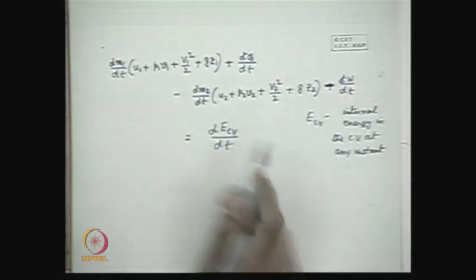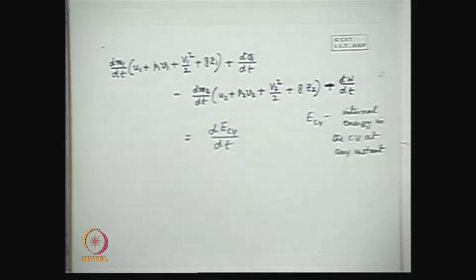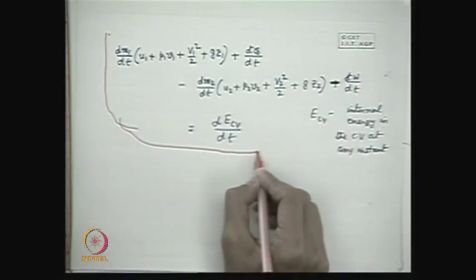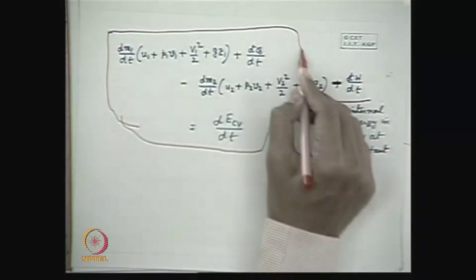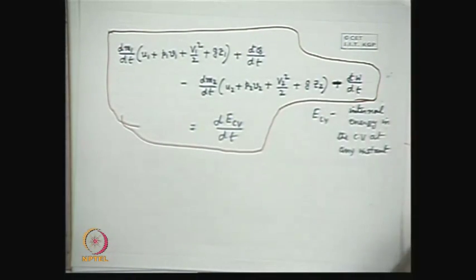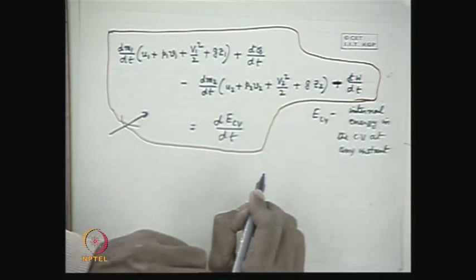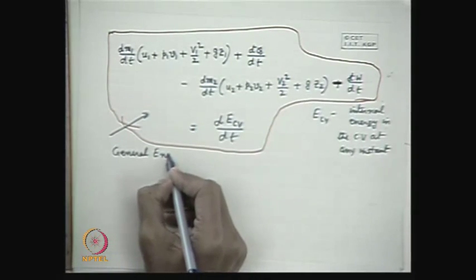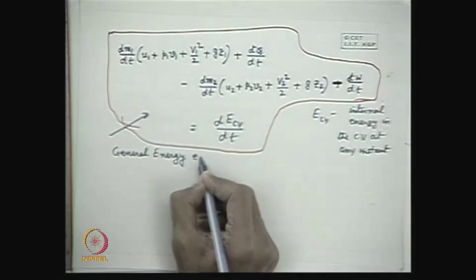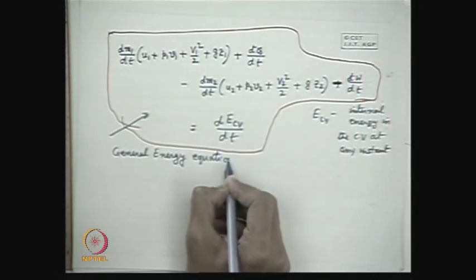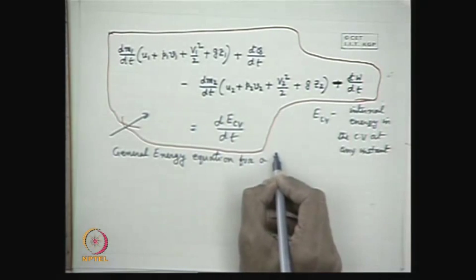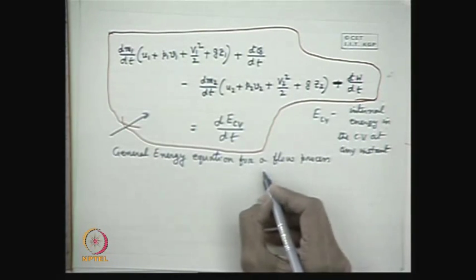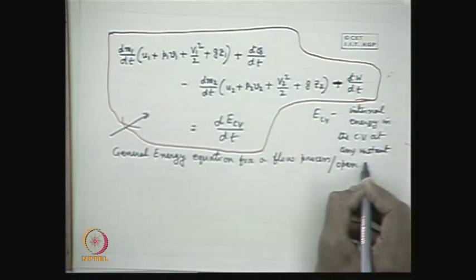Now, this you can consider as the general energy equation for a flow process, not steady, a general flow. We can write it as the general energy equation for a flow process, or for an open system.